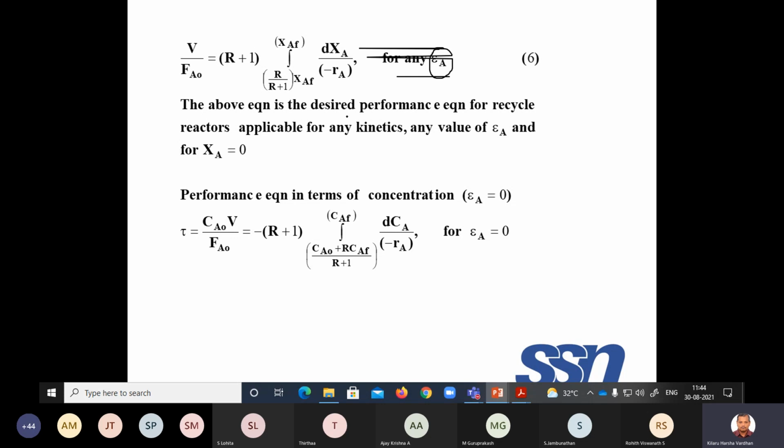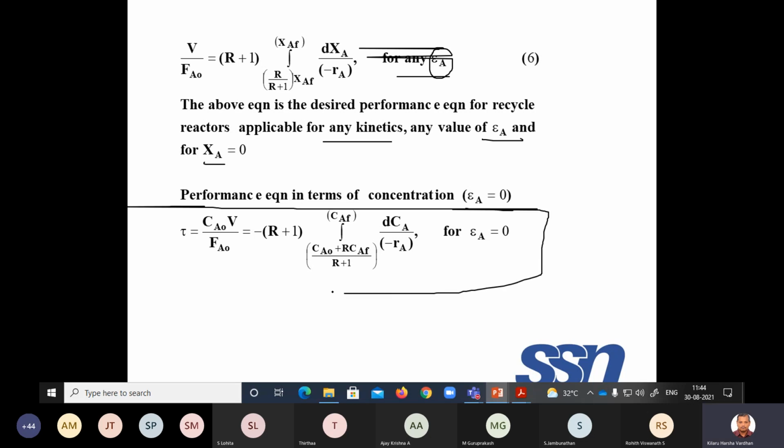The above equation is the desired performance equation for recycle reactors, applicable for any kinetics. It can be your reaction rate for any epsilon A, or XA is 0. So when epsilon A is 0, you are left with this particular equation. This is for liquid phase reactions: tau by CA naught, or V by FA naught, is R plus 1 into integral of dCA by minus RA when epsilon A is 0.